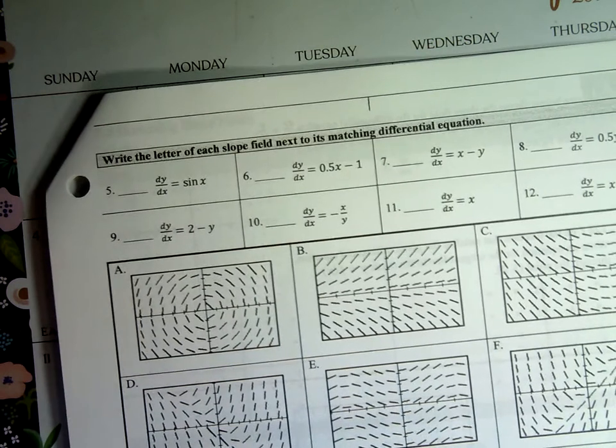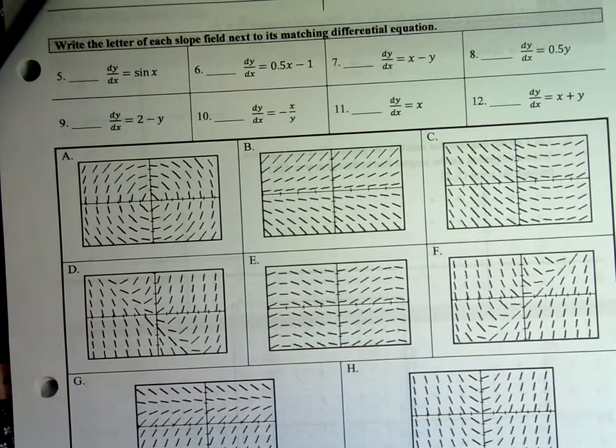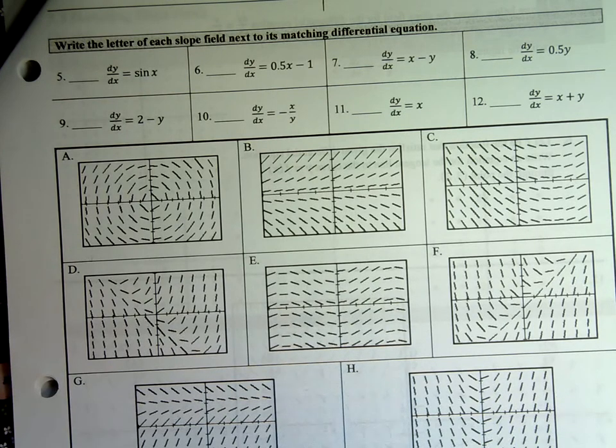These are all matching. The easiest thing to do with matching is look for where the slope is 0, look for where the slope is undefined, or the other thing you could do is figure out which equation matches with the picture.